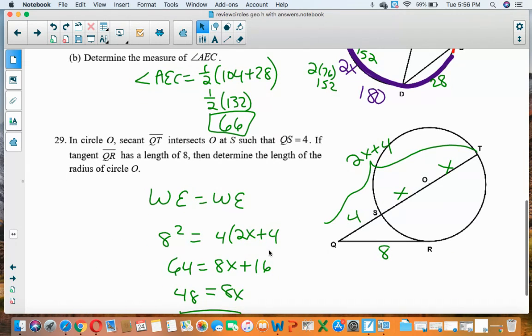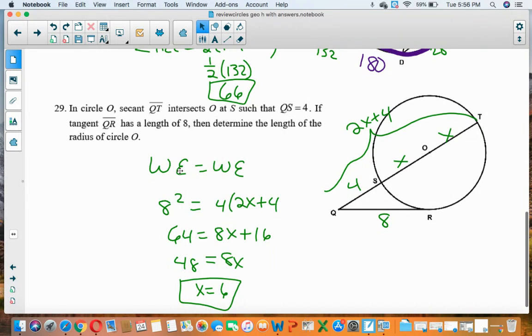Number 29, I'm trying to find segments formed by a tangent and a secant, so it's the whole times the external equals the whole times the external. The whole thing is 8. The external part, the part sticking out of the circle, is also 8, so that's why it's 8 squared. The whole thing is 4 plus x, because I call the radius x right here, so it's actually 2x plus 4 is that whole thing, and the external part is 4. I distribute that 4 to everything inside, and that's how I get the 8x plus 16. I subtract 16, I divide by 8, and that is my x, and x was the radius of my circle.